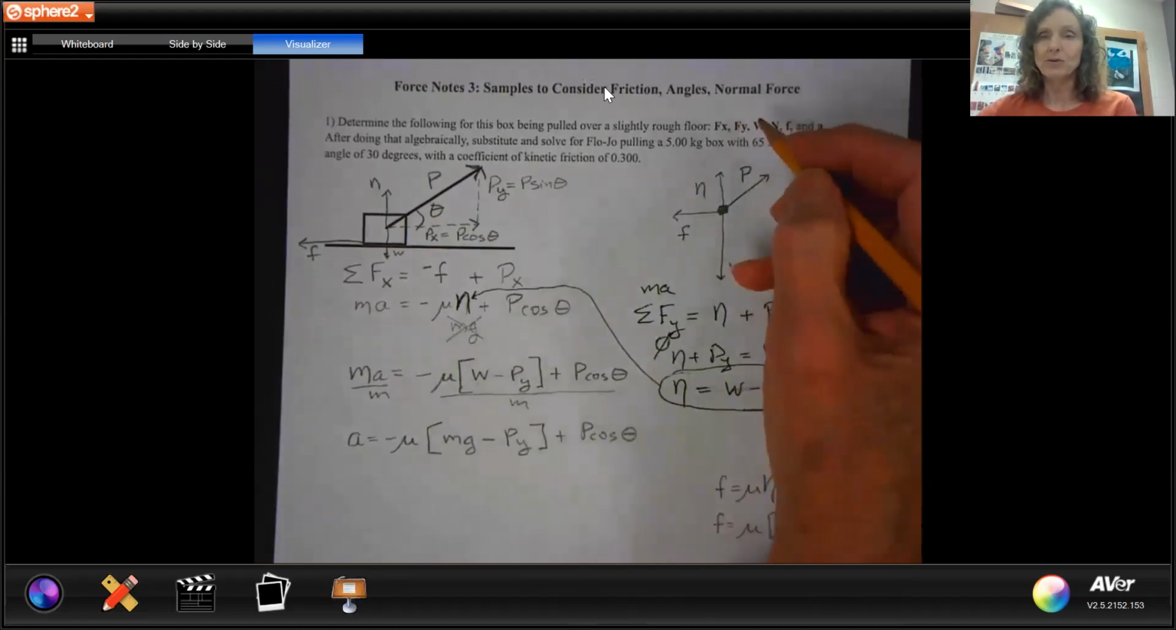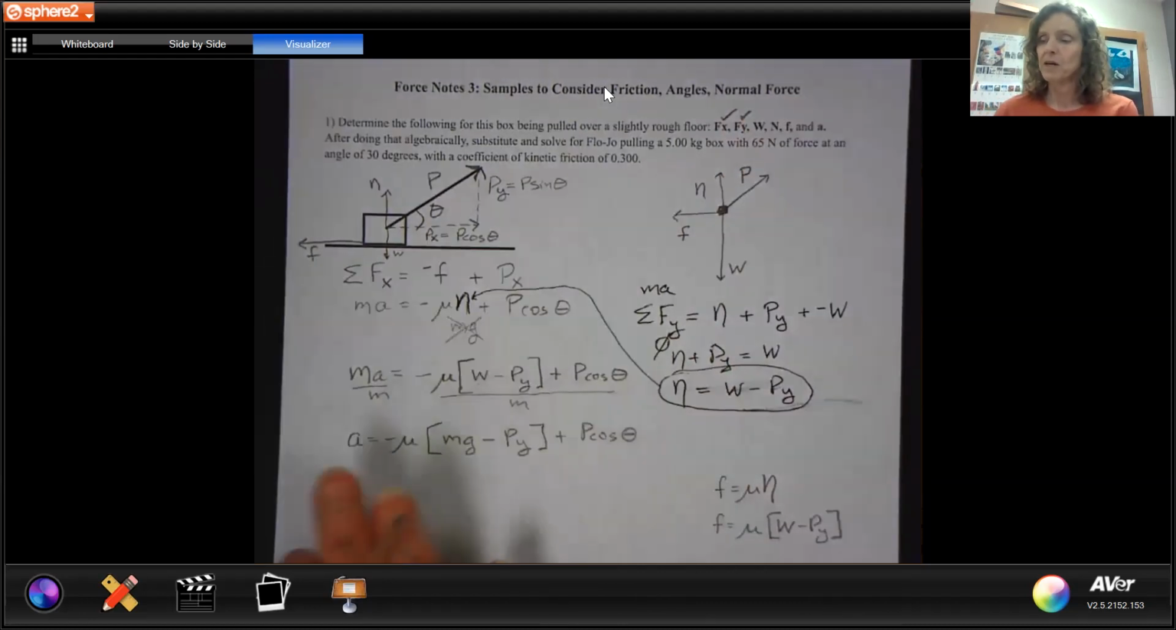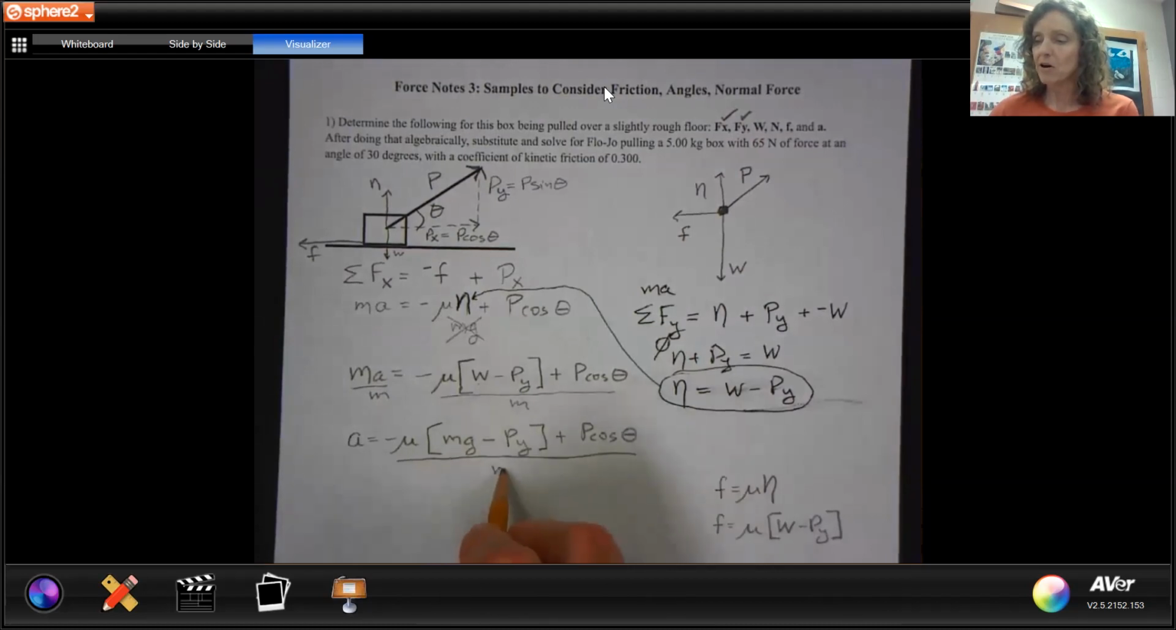Because one of the things you might want to do is sort of check these things off when you have a long list like this. Okay, so looking right here, I have to take all that and divide by the mass. Sorry, I left that off at first. There's my acceleration equation. Okay, so let's see if we can substitute in for that.